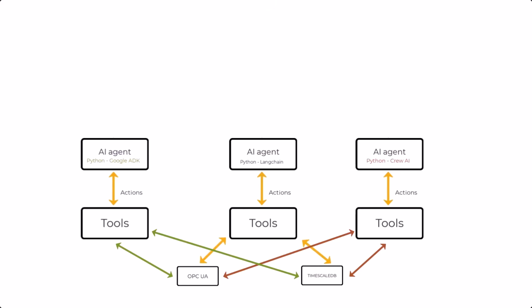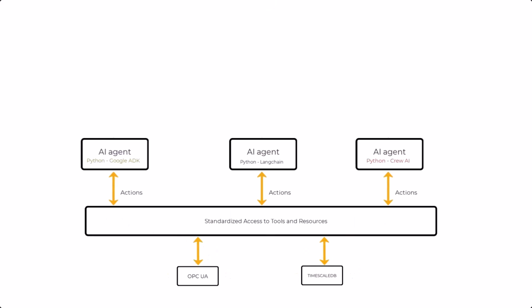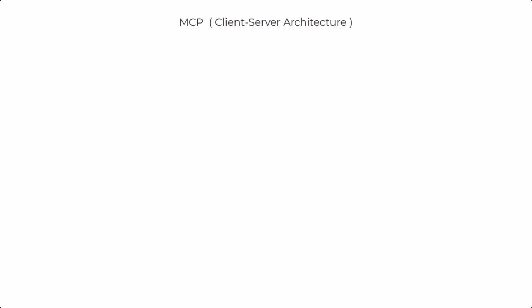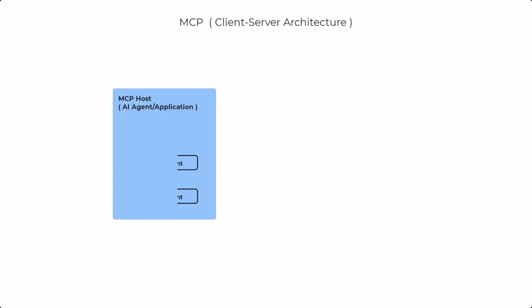Now, what if instead of building custom connections every time, we had a standardized server that exposed tools and data in a consistent way? That's exactly what the model context protocol does. MCP standardizes how LLM-powered AI applications connect to tools and data sources. With MCP, you can build once and use everywhere, avoiding the constant reinvention of integration logic. Now, MCP follows a client-server model, and there are three main participants in an MCP architecture. There is an MCP host, which is an AI application or agent that manages one or more clients.